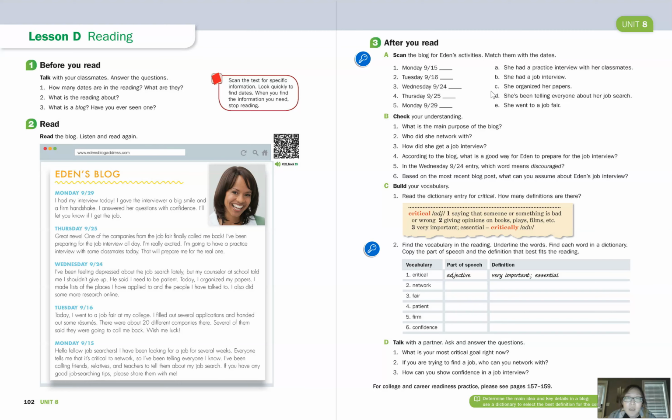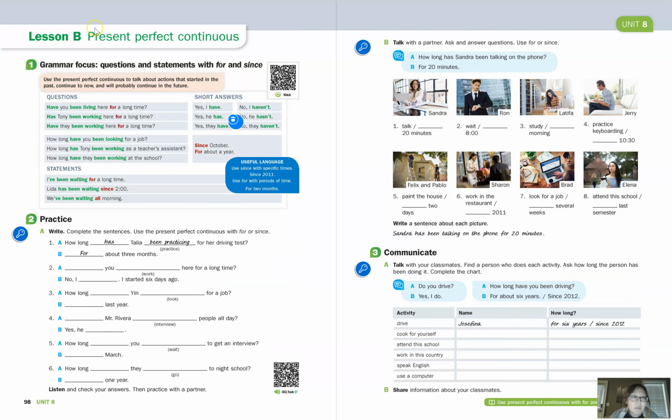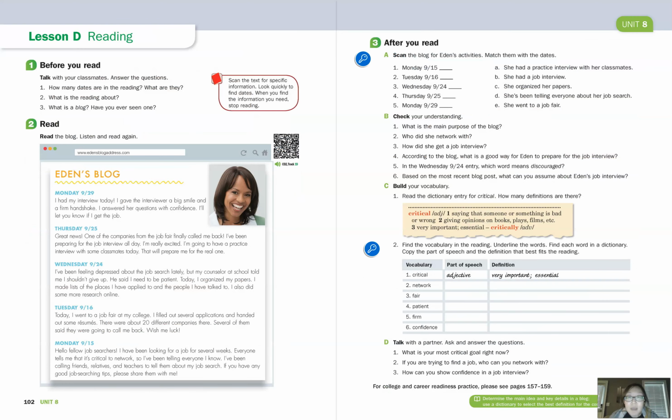Okay, so let's look at number 1. What did Eden do on Monday, September 15th? Okay, so the answer is she's been telling everyone about her job search. Now, actually, if you look at letter D, it's present perfect continuous tense. So if you remember, we learned present perfect continuous tense in lesson B. So that doesn't match with the question, which was past tense.